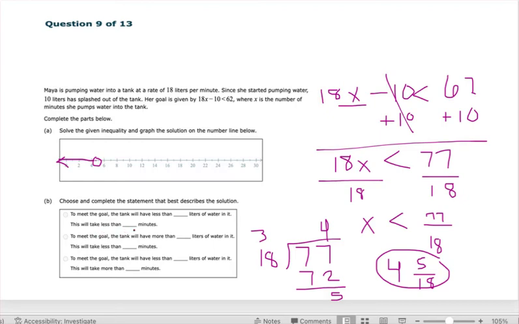This will take less than, oh, okay. Now her goal is given, the tank will have less than, I got to figure out, x is what? X is the number of minutes she pumps into the tank. Okay, so we solve for x. So 4 and 5 eighteenths. So she's going to go 4 and 5 eighteenths. And then when she plugs that in, 4 and 5 eighteenths, then she is going to have, see, I'm getting confused.